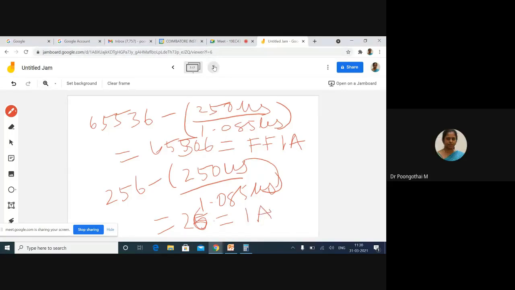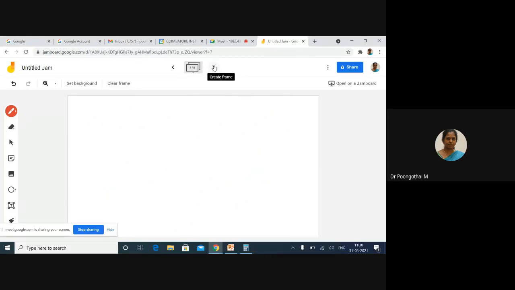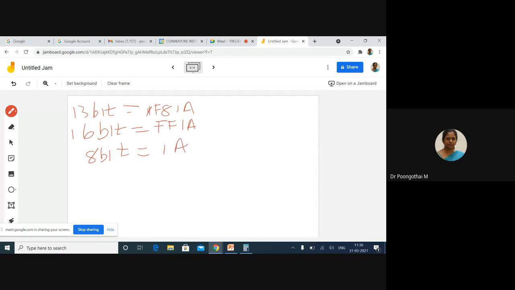So according to the calculation, we have got the 13-bit timer initial value F81A. 16-bit is FF1A. 8-bit is 1A. Okay. So for the programming, we have already calculated the TMOD value.